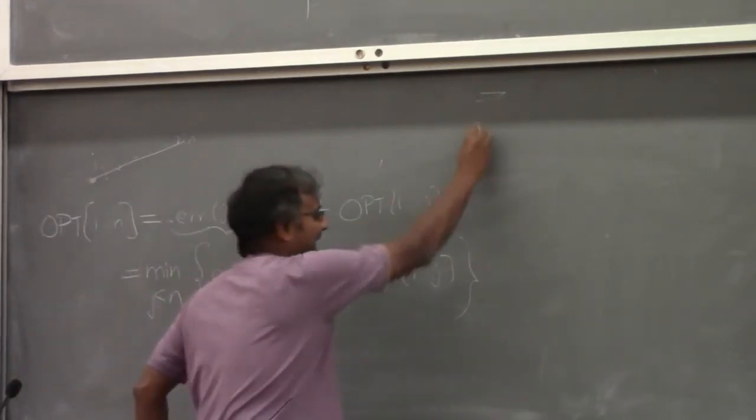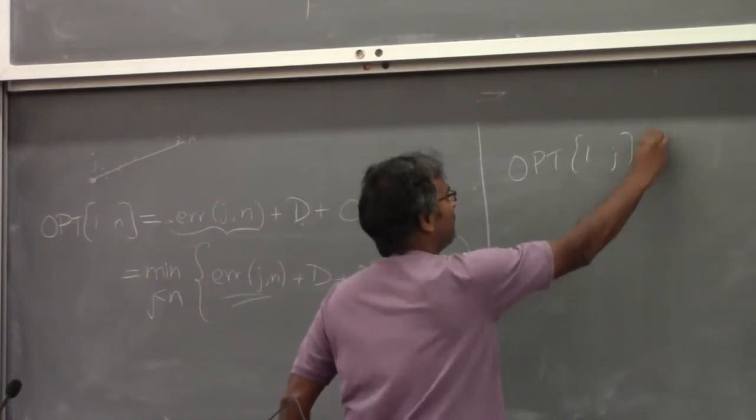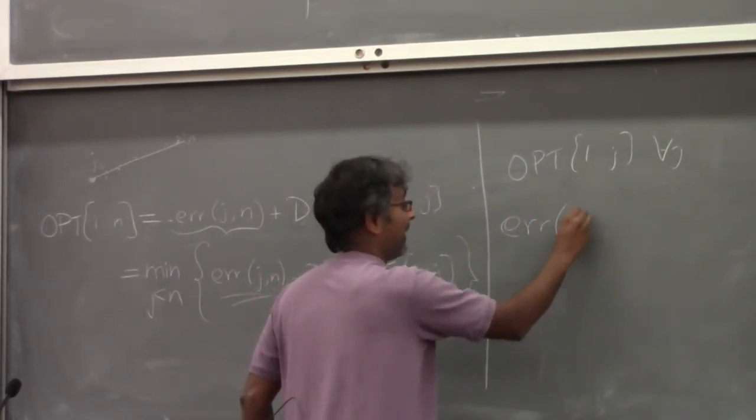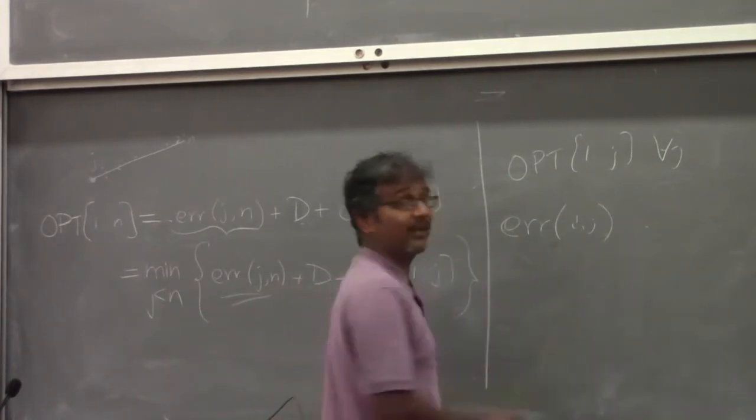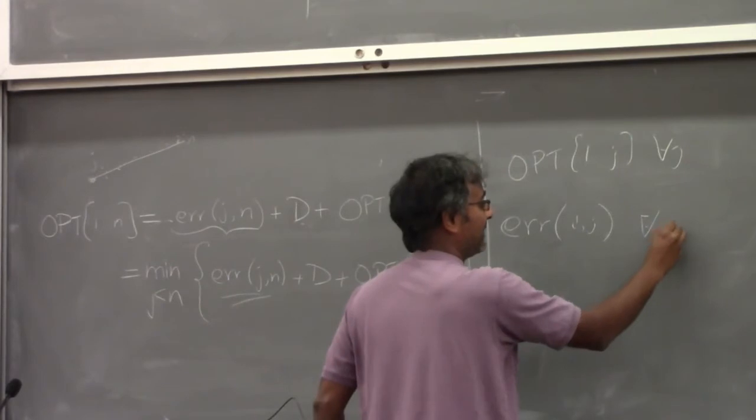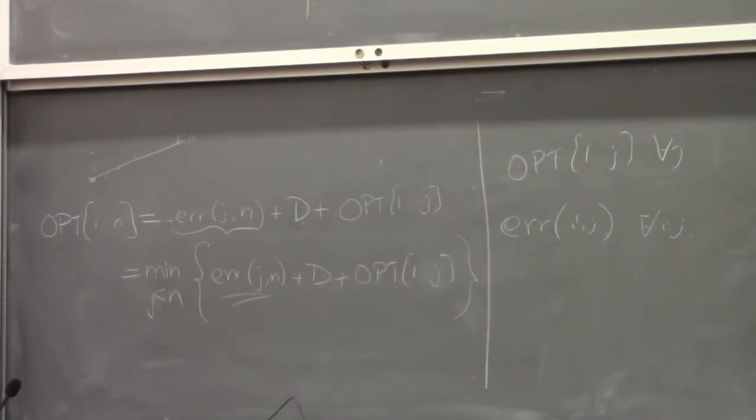So let's make a table. I need to store opt 1 through J for all J. I need to compute, and this can be computed ahead of time, error I through J for all pairs I and J. Okay? So there are n squared numbers here, there are n numbers there. There was a question? I hear some hesitation. Is there a question? No?